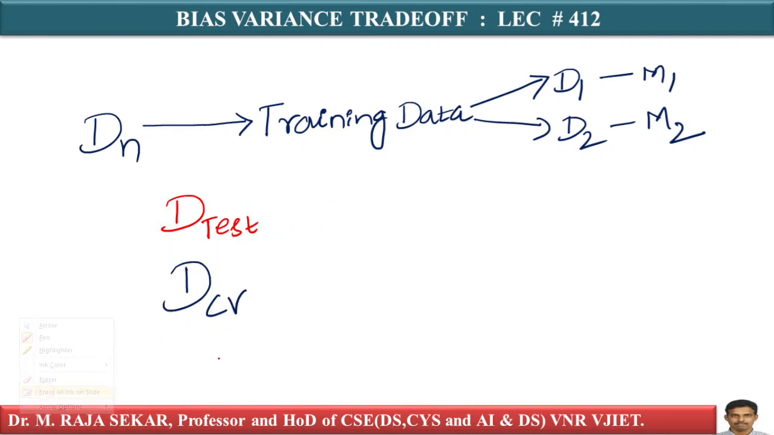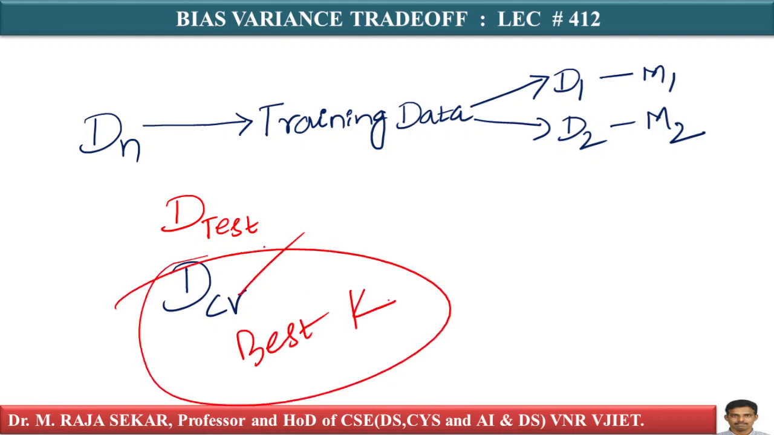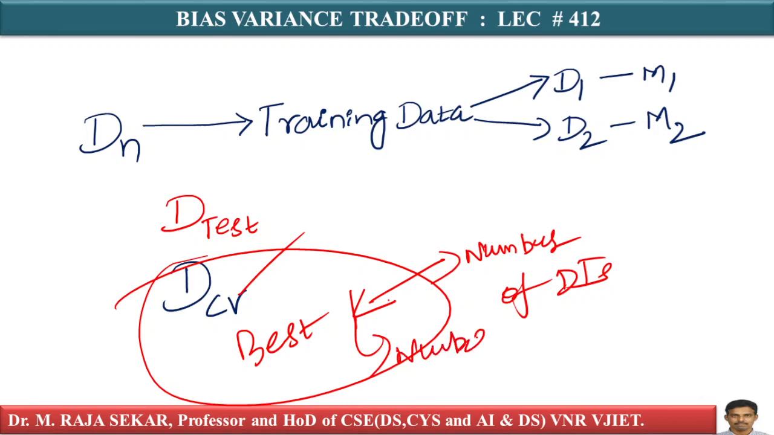What is the purpose of cross validation? To find the best K. So as far as cross validation here is concerned, you can say what happens as K increases. What is my K? K is basically the number of decision trees, isn't it? Or the number of base learners. Base learners or number of decision trees.